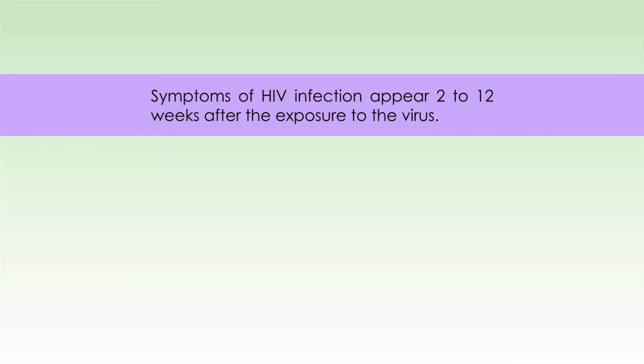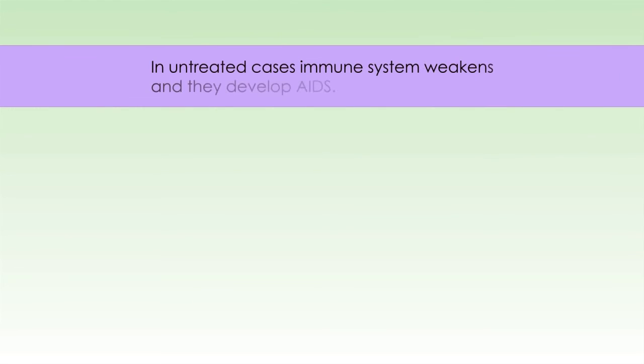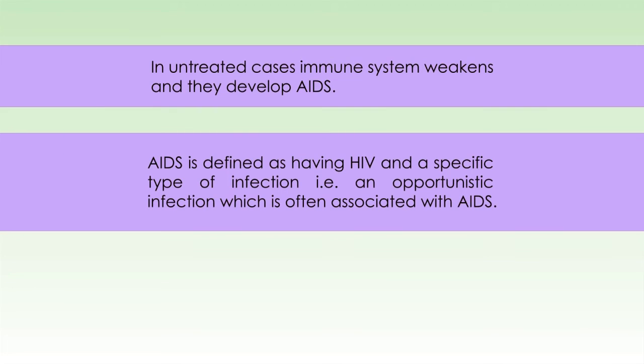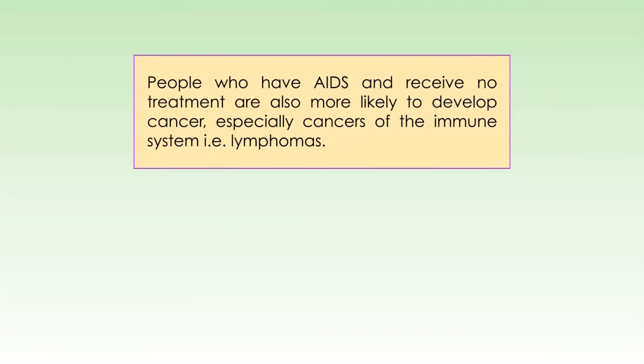Symptoms of HIV infection appear 2 to 12 weeks after the exposure to the virus. Symptoms include diarrhea, fever, fatigue, headache, joint pains, night sweats, rash, swollen glands, weight loss, yeast infection, etc. In untreated cases, the immune system weakens and they develop AIDS. So AIDS is defined as having HIV and a specific type of infection, that is, an opportunistic infection which is often associated with AIDS. This infection can be bacterial, fungal, viral, or parasitic. So people who have AIDS and receive no treatment are also more likely to develop cancer, especially cancer of the immune system, that is lymphomas.